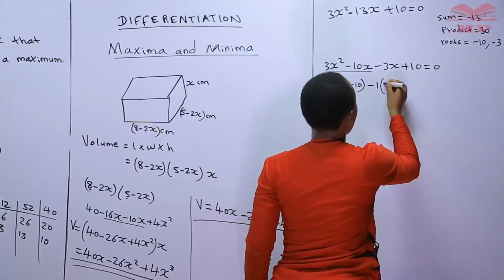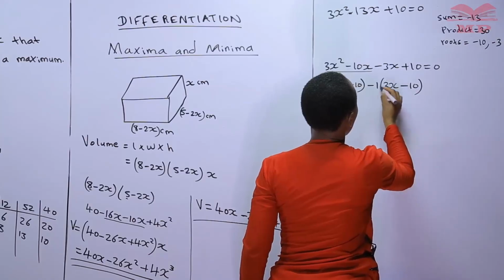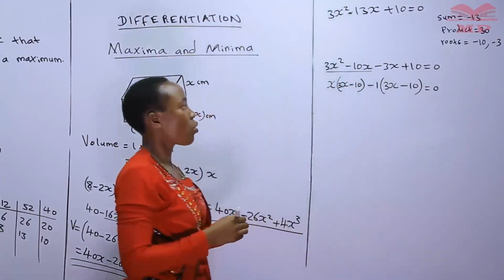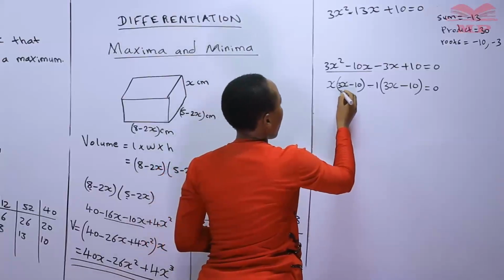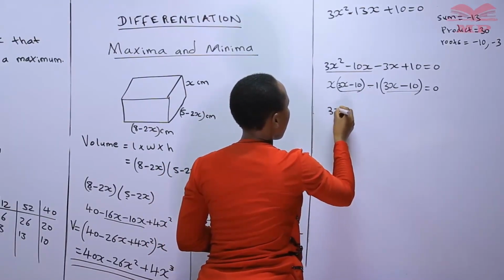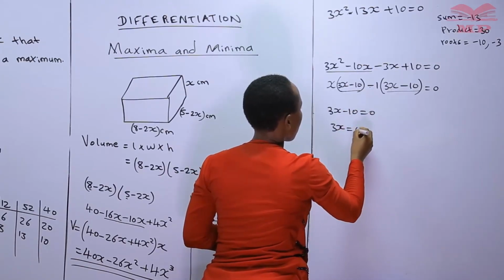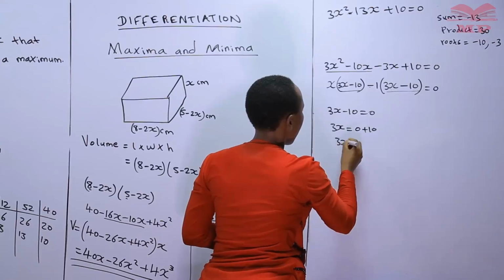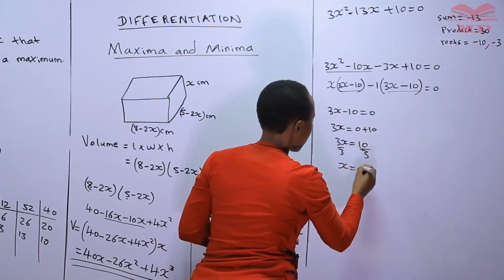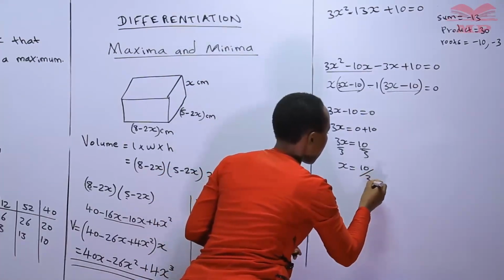So here we have 3x minus 10, so that when we open, negative times negative is positive, equal to 0. So we have the first one, 3x minus 10 is equal to 0. 3x will be 0 plus 10. 3x is equal to 10. So our x in this will be 10 over 3.